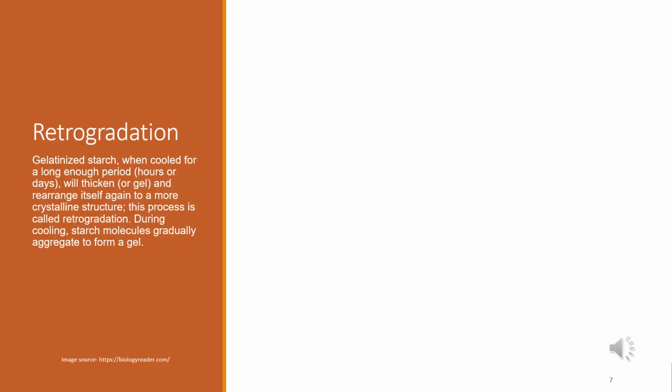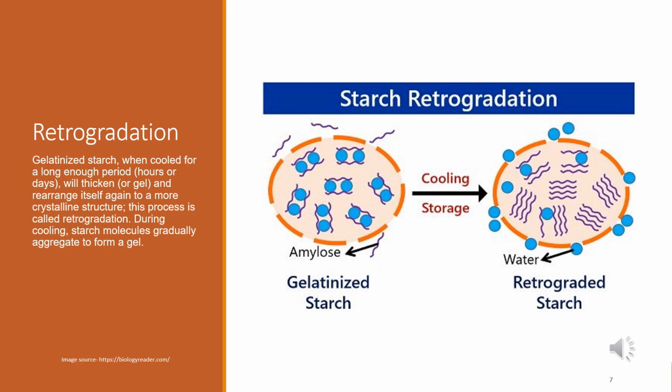Another terminology is retrogradation. Retrogradation is related to gelatinization because gelatinized starch, when cooled for a long enough period, will thicken and rearrange itself again into a more crystalline structure. This process is called retrogradation. During cooling, starch molecules gradually aggregate to form a gel.